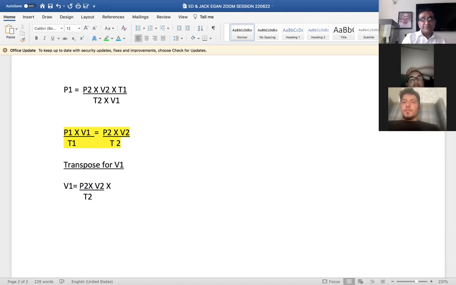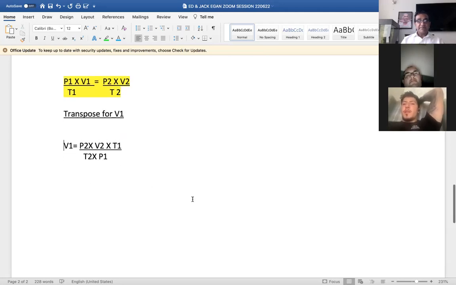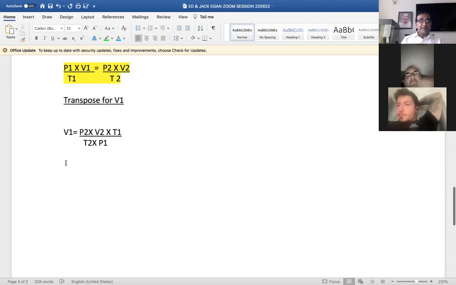So V1, we've got V1 equals P2 times V2 over T2. That remains the same. Then we're saying the T1 there is going to be at the top now because it was at the bottom. Now it changed. And then the P1 here, because it's at the top there, goes to the bottom. Then divided by P1. Okay, so the notes have been added. Okay, let's now transpose.